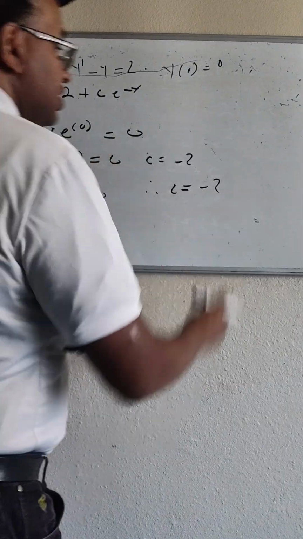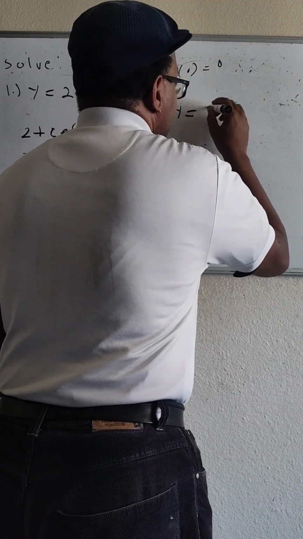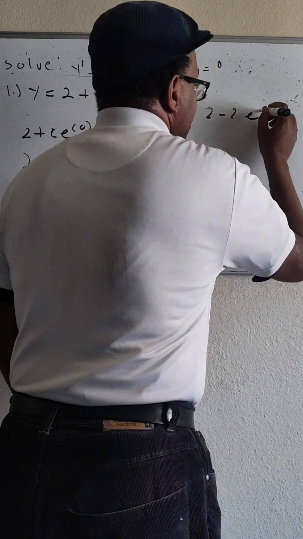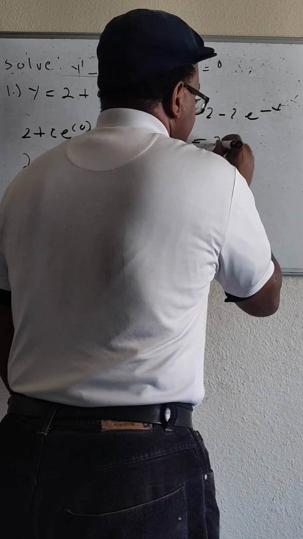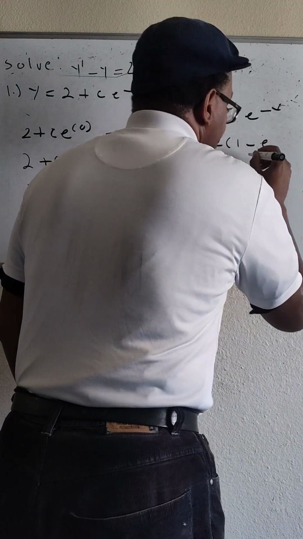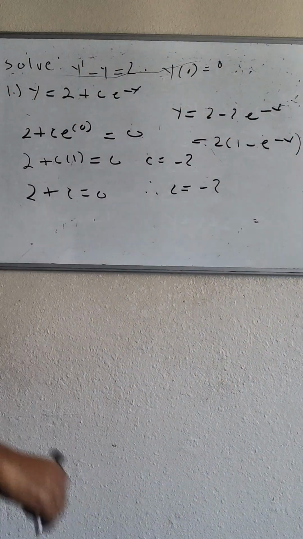Now we put it back into the original equation. So this would be our new equation. y equals 2 minus 2 e to the negative x. Or you can just write it like this: 2 times 1 minus e to the negative x. Either one is acceptable.